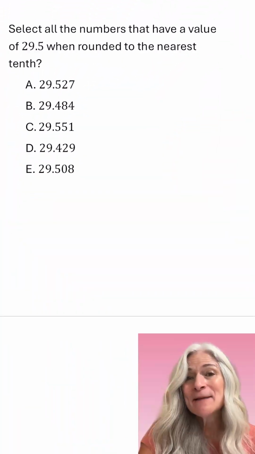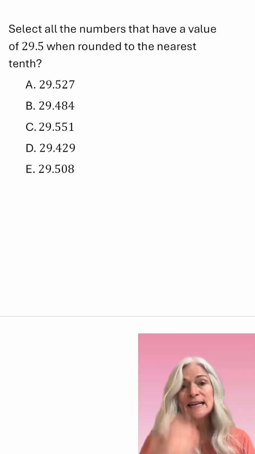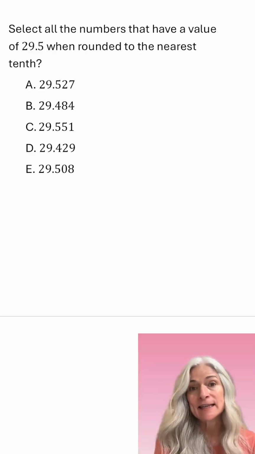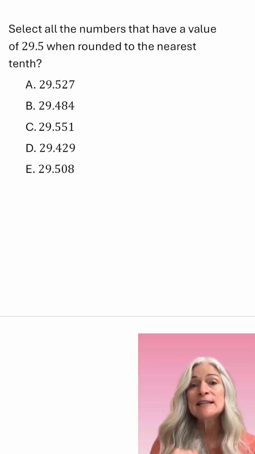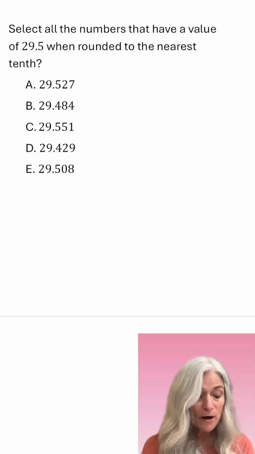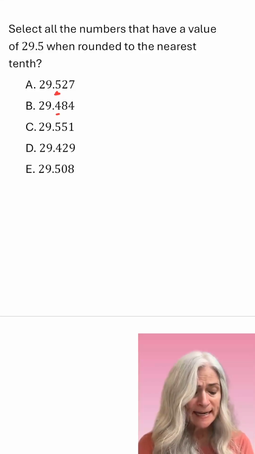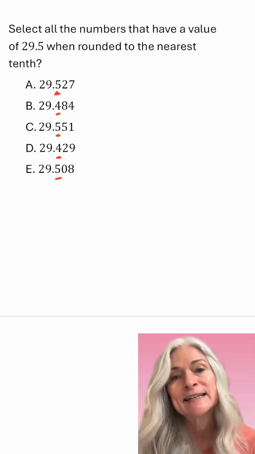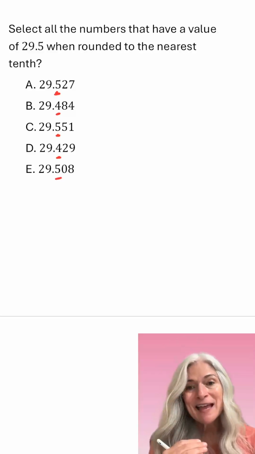Select all of the numbers that have a value of 29 and 5/10 when rounded to the nearest tenth. Okay, so we're rounding to the nearest tenth, so let's mark that number in each one of the numbers. Let's mark that 10th place. Okay, so we're looking at that 10th place.